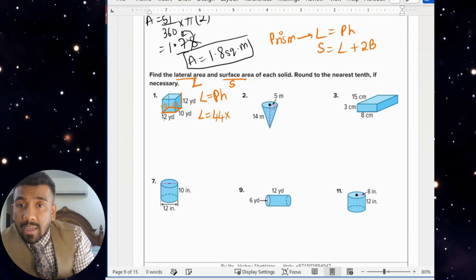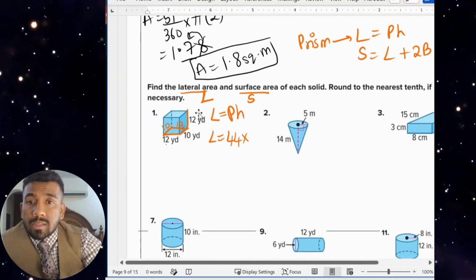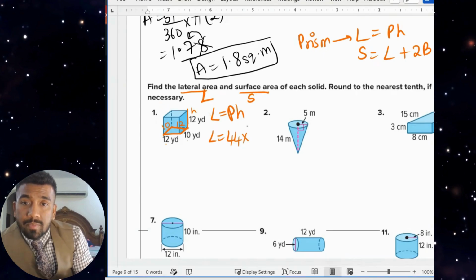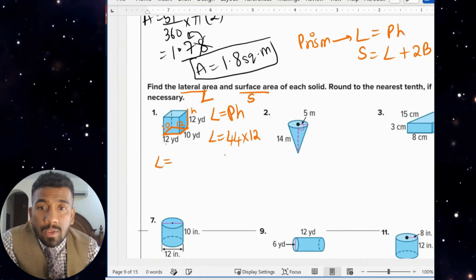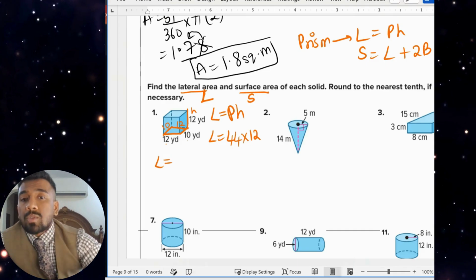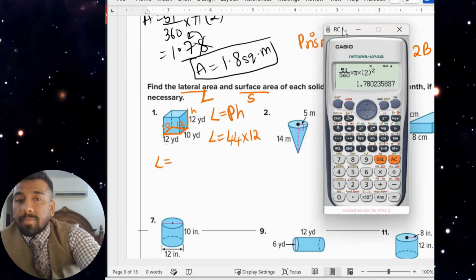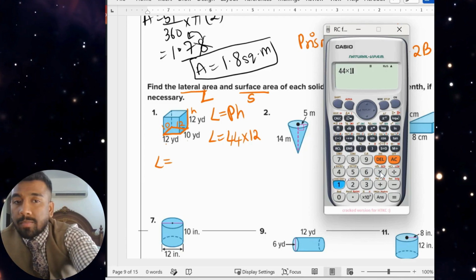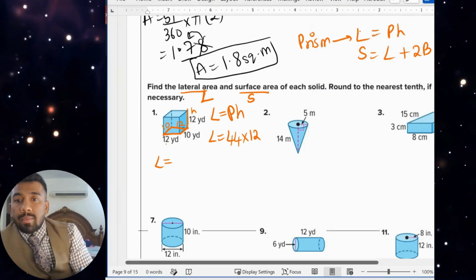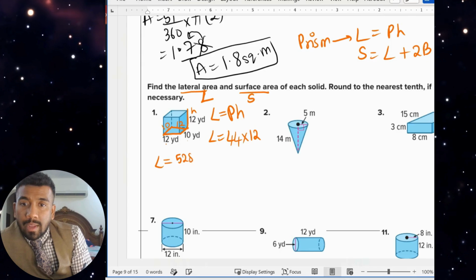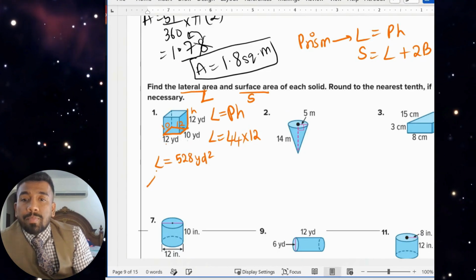Now what's the height? This is the height, 12. I'll zoom in so that you can focus on it. So that's your h, that's 12, and that's your L. So what's L? 44 times 12. What is 44 times 12? 528. So the lateral area is 528 yards square.